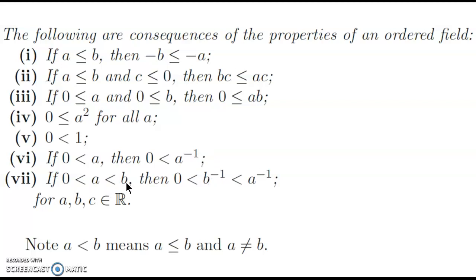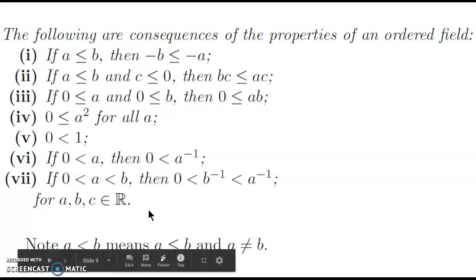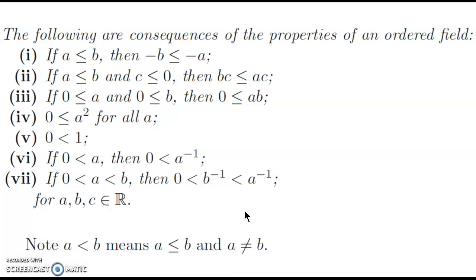If I have A and B such that A is less than B, and both are positive, then 1 by B is less than 1 by A. And this is true for all A, B, C in R. So all these properties are true for any real numbers A, B, C in R. Now remember, A less than B means A is less than or equal to B and A not equal to B. So whenever we compare two numbers, we have basically these properties.